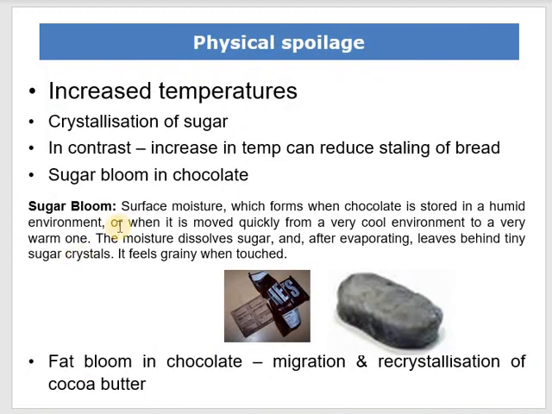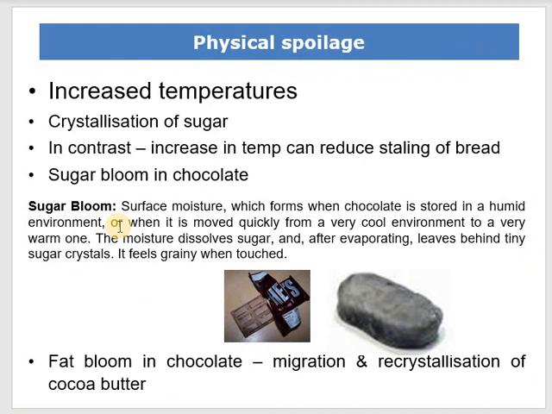Other physicals are in terms of increased temperature. The crystallization of sugar takes place at higher temperatures, and in contrast, when you increase temperature, you can actually reduce the staling of bread. Staling of bread is the migration of moisture from the crust to the crumb. So in that way, when the temperature is increased, it actually reduces staling of bread.